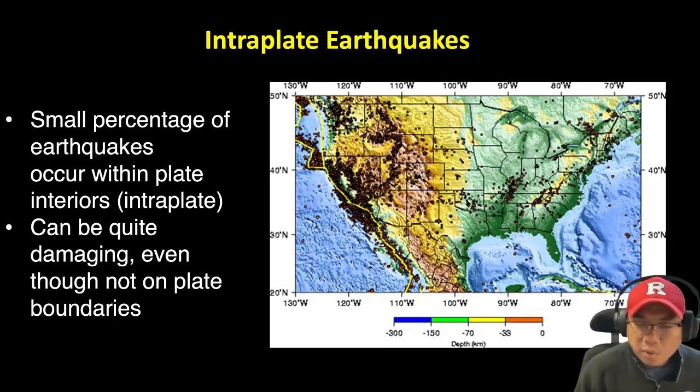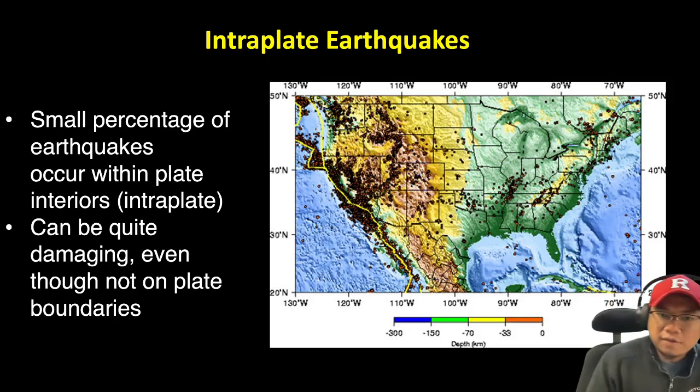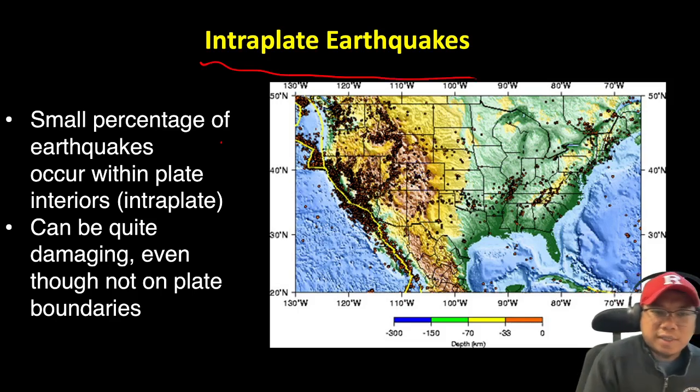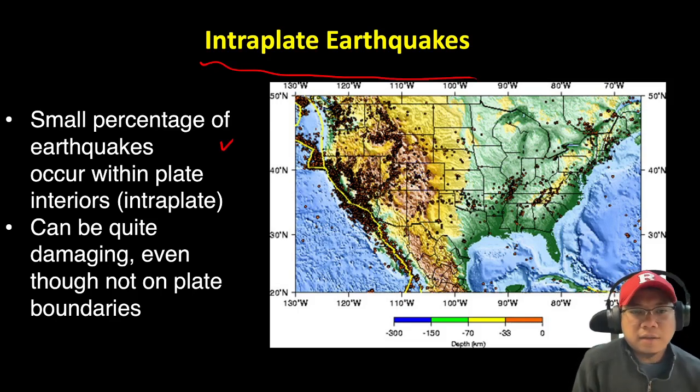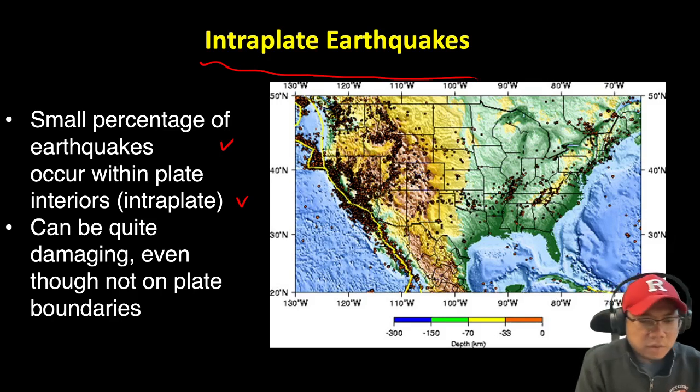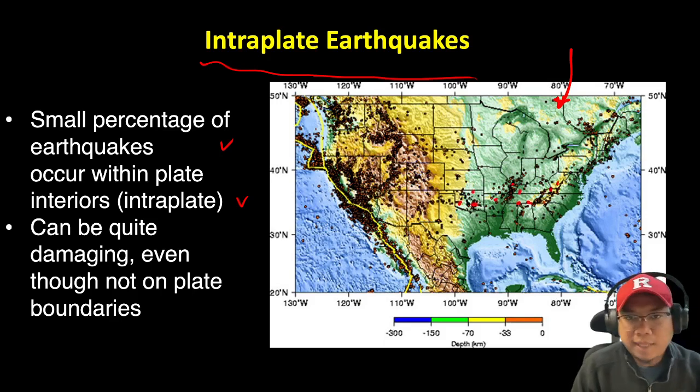However, earthquakes can also happen within the interior of the earth, and this is what we are going to see in the next few slides. A small percentage of earthquakes occur within the plate, what we call intraplate earthquakes, and they can sometimes be quite damaging even though they're not located on plate boundaries. For example, this picture shows the United States, and all of the red dots on this map are intraplate earthquakes.